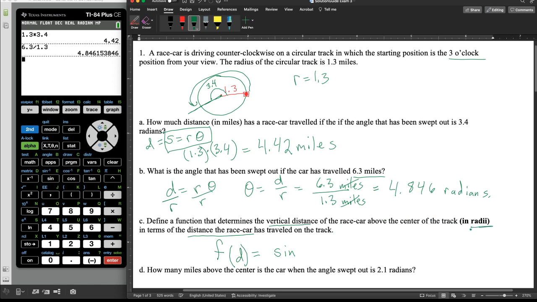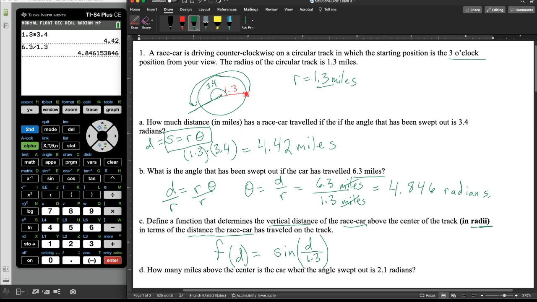And since it's in radii, not in miles, if it was miles we would multiply by 1.3 in the front, but since it's in terms of the radii, what we're going to get is the distance divided by the radius, which in this case is 1.3. So we could actually put that in there. I know in the answer key they just have R, but for this particular problem, we're told that R is 1.3 miles. I guess I should put miles here, right?